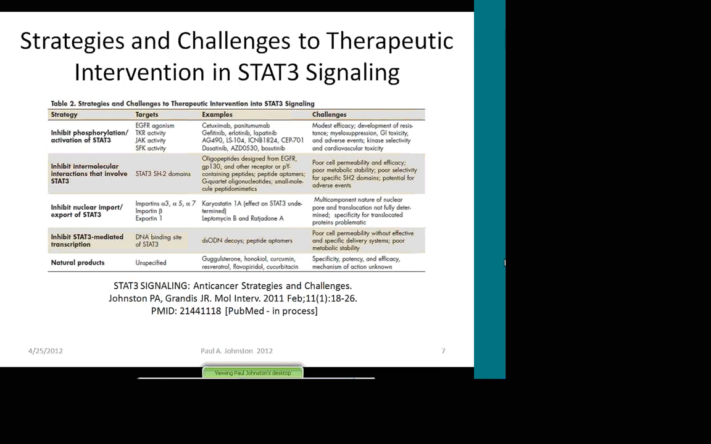There are a number of natural products, including butyrosterone, inonotus, curcumin, and you can see them listed here, that have been implicated in inhibiting the STAT3 signaling pathway, but they've also been implicated in inhibiting a whole other range of signaling pathways. So there are concerns over specificity, potency, and efficacy.